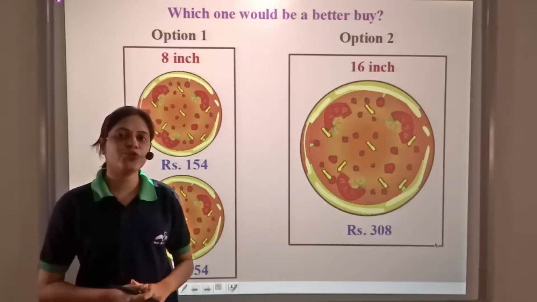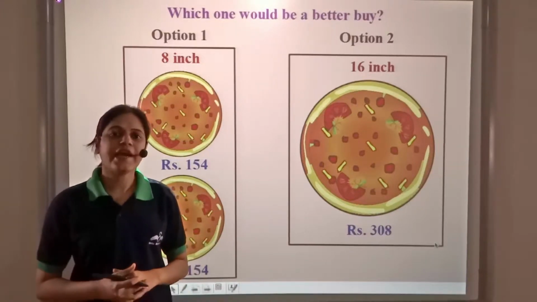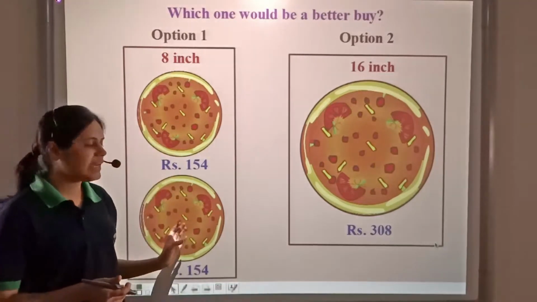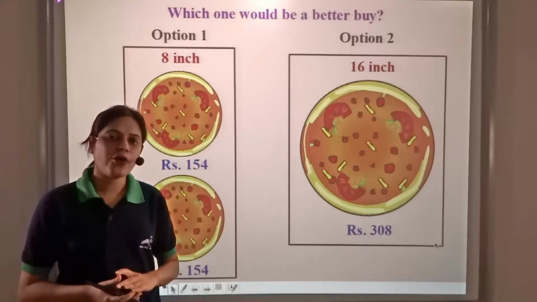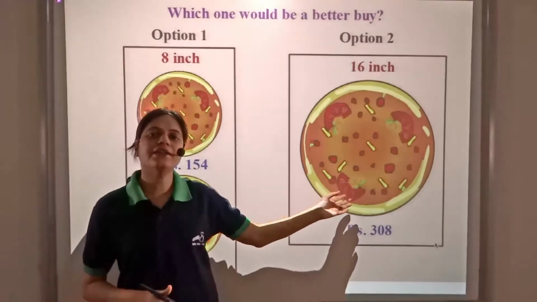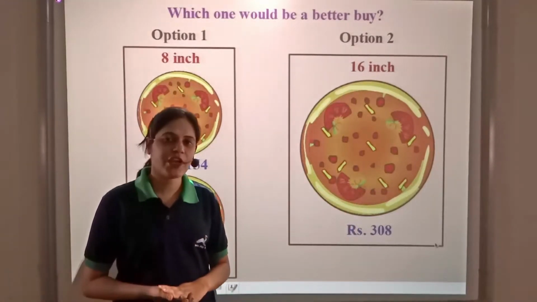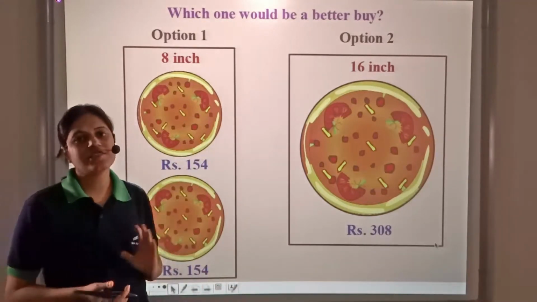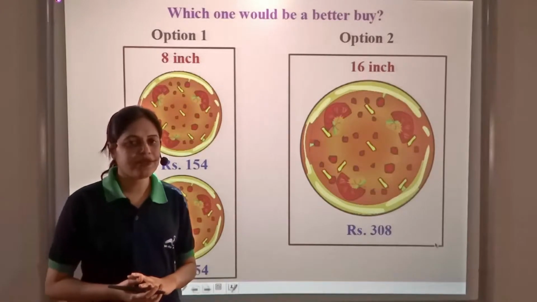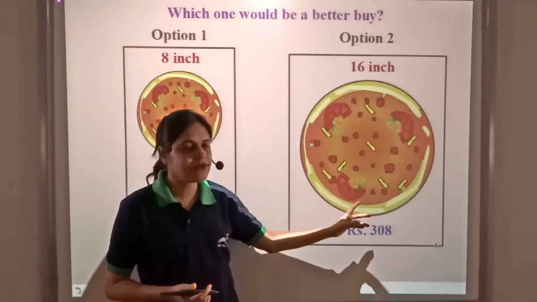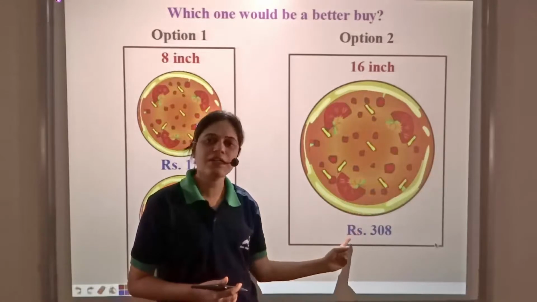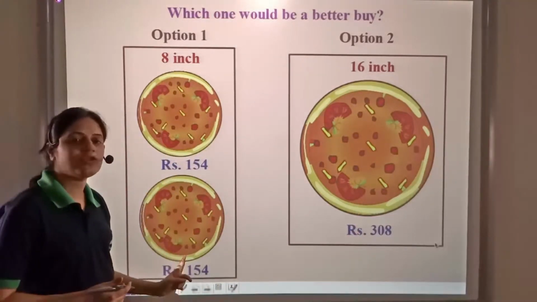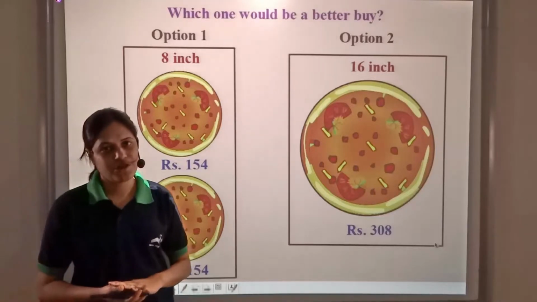Two friends go to a pizza corner. They had two options. Either each of them could buy an 8-inch pizza, or they could together buy a 16-inch pizza and share it. Now, the size of a pizza is given in terms of its diameter. So 16-inch pizza means the diameter of this pizza is 16 inches, and 8-inch pizza means the diameter of this pizza is 8 inches.